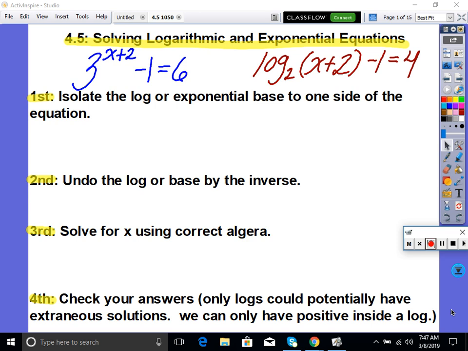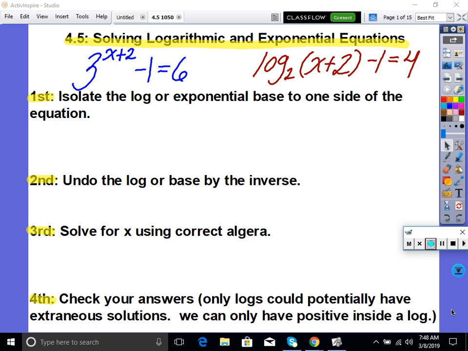Yeah, you're right. We did do this because I remember I stressed so much that with logarithms, we need to check for extraneous solutions, but not with exponential. So it's all ringing a bell. So these are the steps we take to solving a logarithmic or exponential equation. The first step is to isolate the log or the base to one side of the equation.